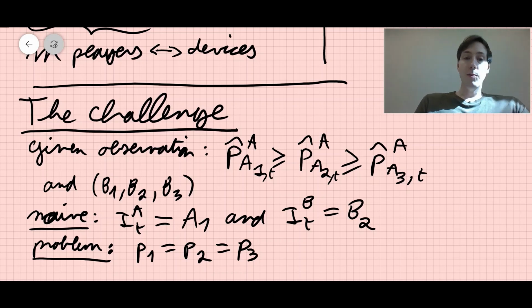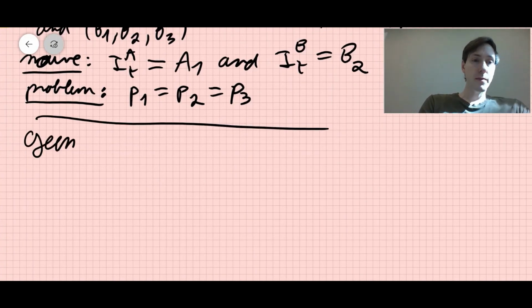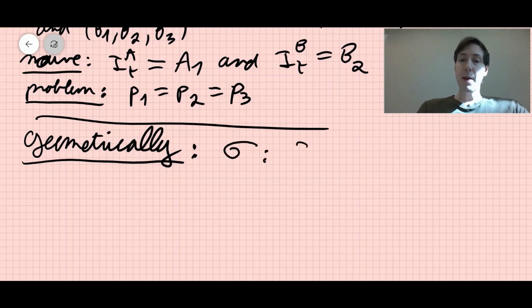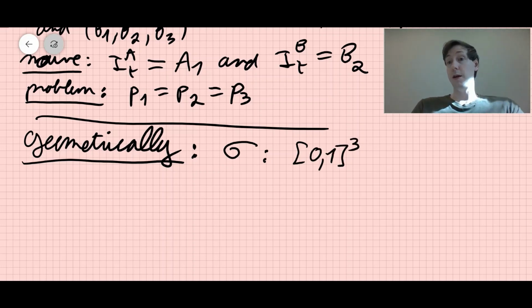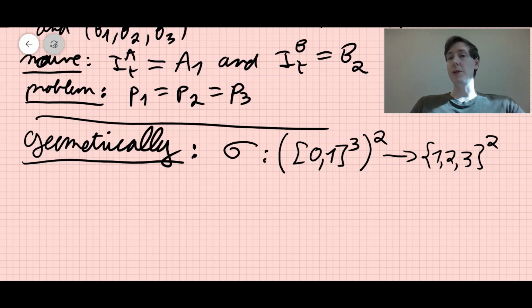So geometrically, what happens is that our strategy for Alice and Bob is really a mapping sigma from the empirical means. So what are the empirical means? For Alice, the empirical mean is a point in the cube [0,1]^3. And for Bob, it's another point in this cube. So our mapping is from ([0,1]^3)^2 to {1,2,3}^2, with certain constraints so that there is no communication.